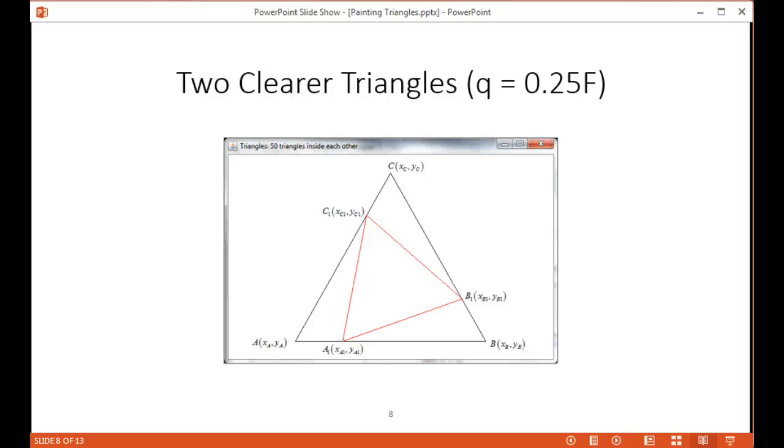So in our last video, we got to the point where we figured out where A1, B1, and C1 are going to be. So we at least have a picture of what the triangle is supposed to look like, but we still need to figure out how these calculations work.